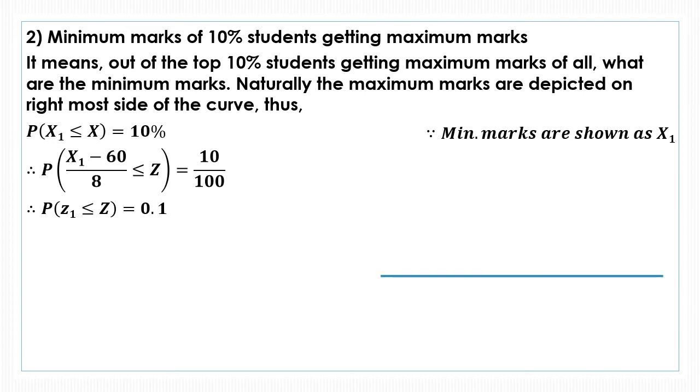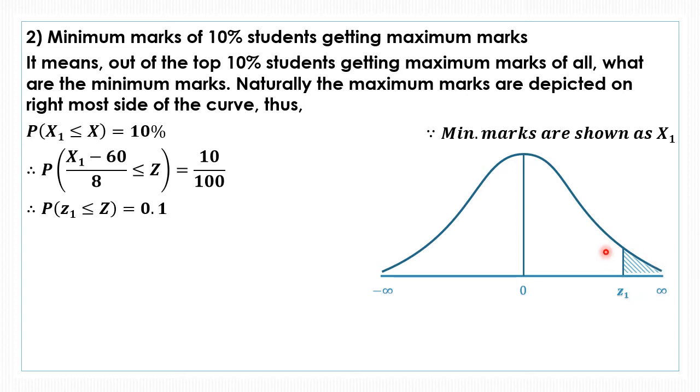Now if I want to depict it using my curve, then naturally greater than means on the right hand side of the curve, the rightmost side, I will start with positive infinity here. And you see that from positive infinity I have to calculate 0.1, and because they are the toppers, naturally they are going to be on the right hand side of the curve. So z1 is on the right hand side of the curve, and this is the highlighted part. I just have to highlight the 0.1 probability, and this vertical line I get is the minimum marks of the whole toppers list of students, and this is what I want to calculate.